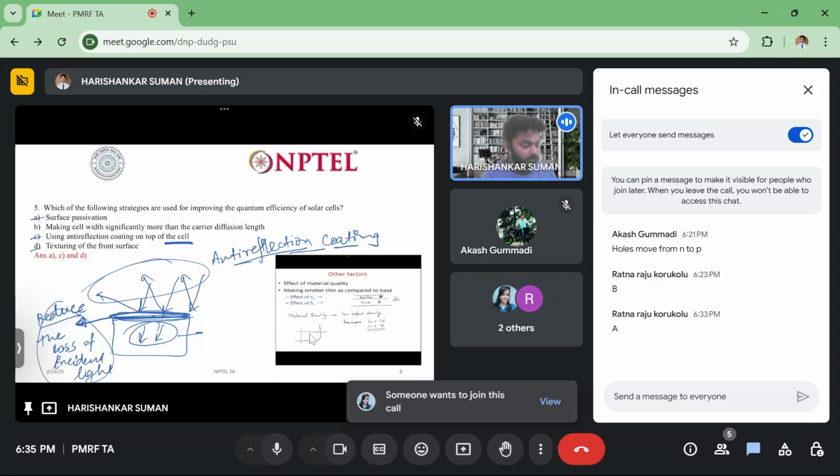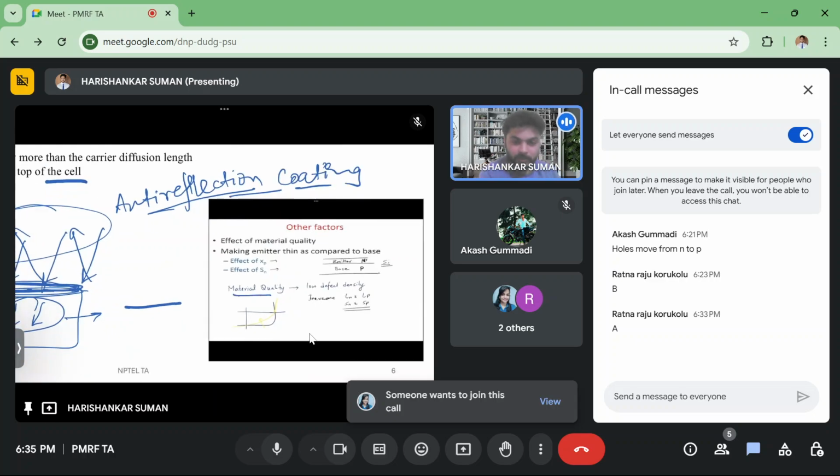What is quantum efficiency? The number of charge carriers collected at the electrode or generated per second with respect to the incident photons per second. So this is a ratio. If the light is more, then charge carriers will be more if the defects are less in the material. Okay. So material quality also matters. If material has low defects, then quantum efficiency will be high.